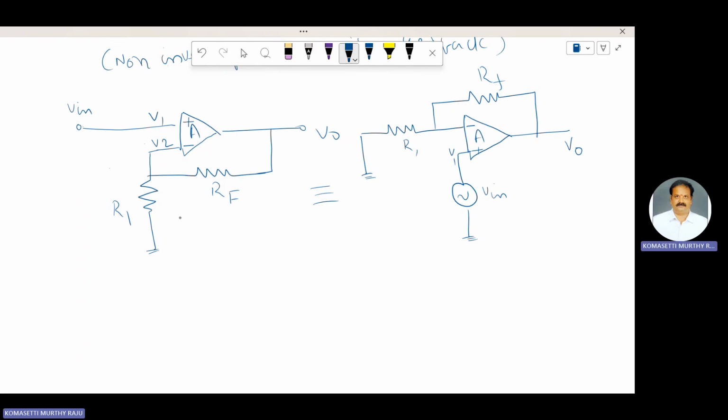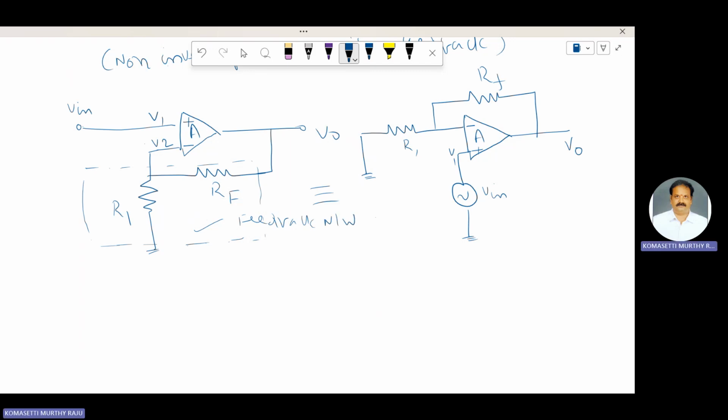This is the feedback network, consisting of RF and R1. Feedback means a fraction of the output is connected to the inverting terminal of the Opamp, that is at V2, through R1 and RF. This is the feedback network.